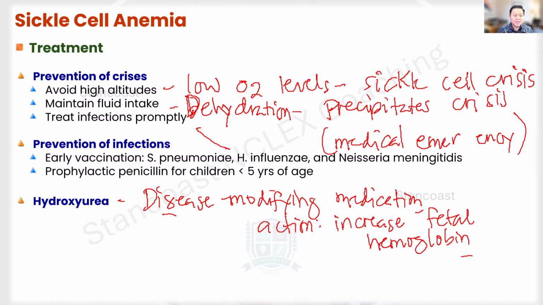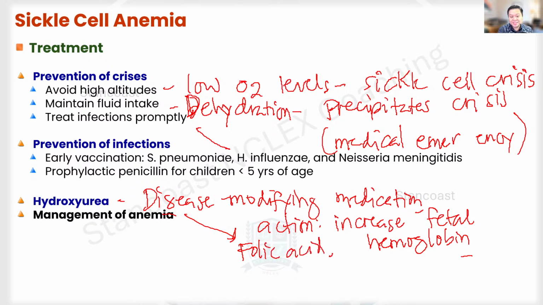All right. Now, we need to also manage the anemia of the patient. We're going to administer folic acid supplementation in order to promote the production of the red blood cells. And this is going to be a common supplementation in people with the sickle cell disease as well. Now, part of the management here would be to administer blood transfusions as needed.